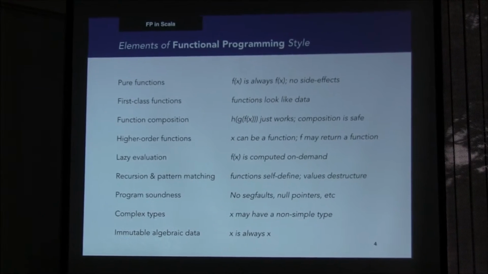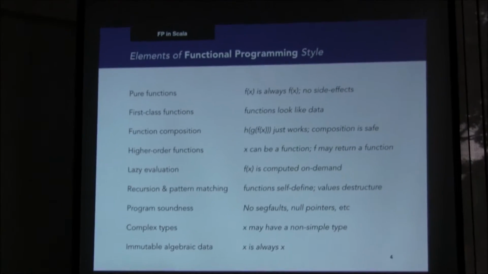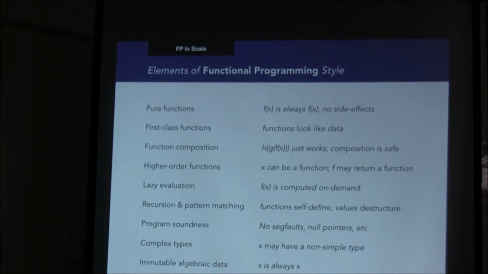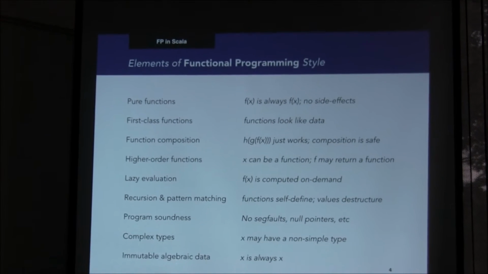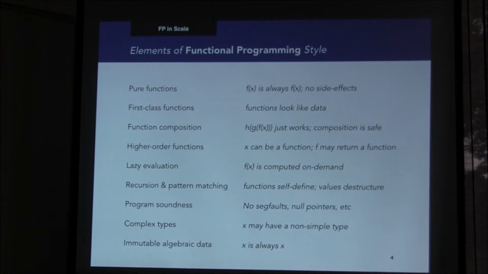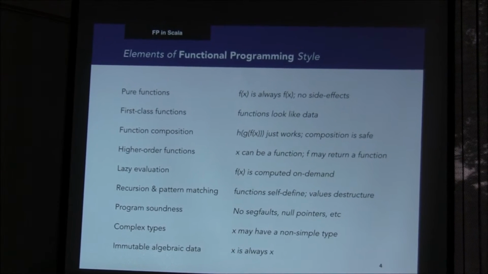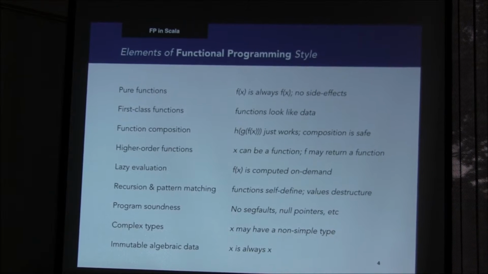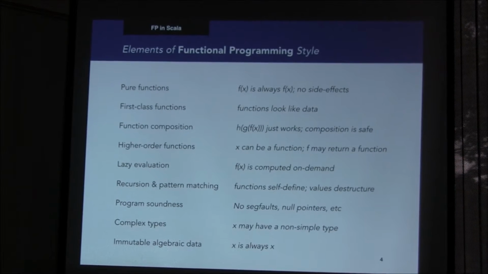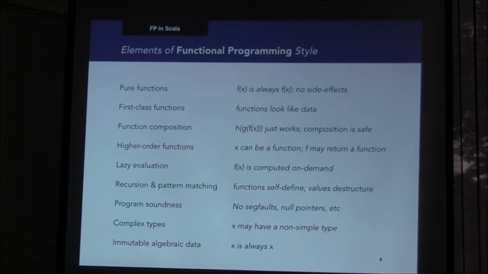Lazy evaluation. Languages take a different approach depending on what they're trying to do. Haskell goes lazy, Scala goes strict. Recursion and pattern matching: we generally don't have mutable state, so you can't write a while loop or a for loop that looks vaguely similar. So we're generally talking about counters and going through stuff like that.